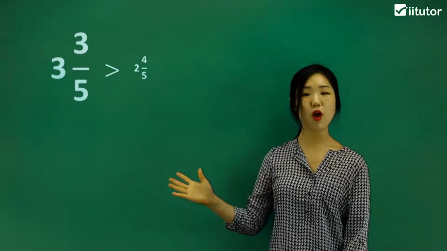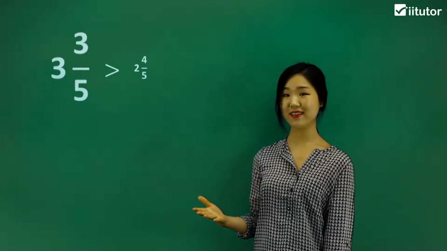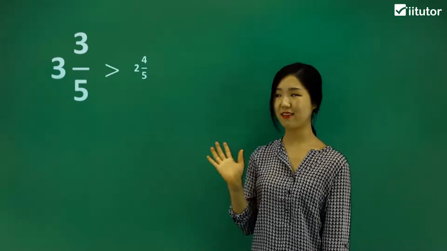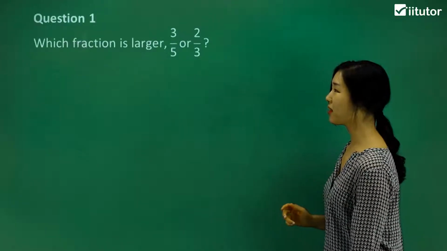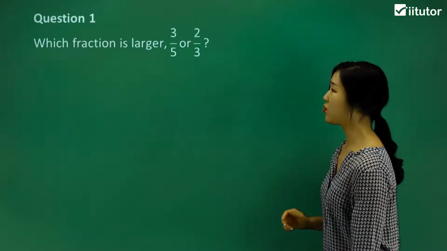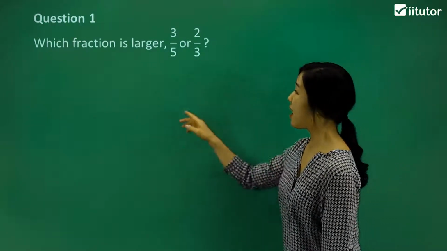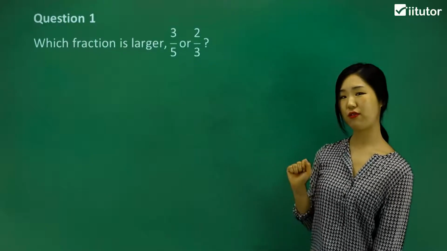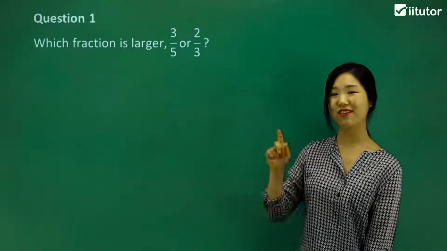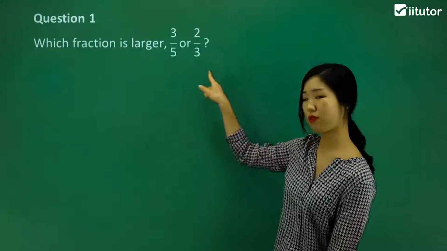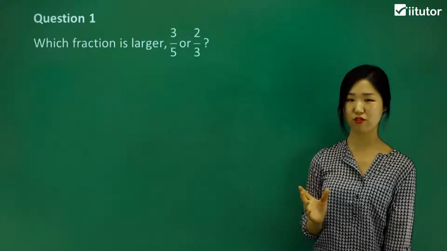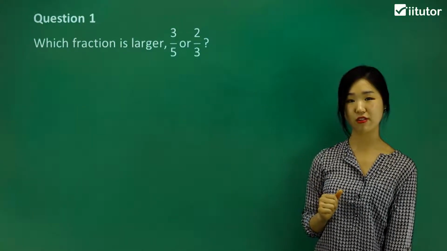Okay guys, so watch the comparison, see how I do it, and we'll do the questions together so you get a better idea. So we'll have a look at question 1. It says, which fraction is larger? And we have 3 over 5 or 2 over 3. Which one is larger? We have to try to do some comparison, don't we?